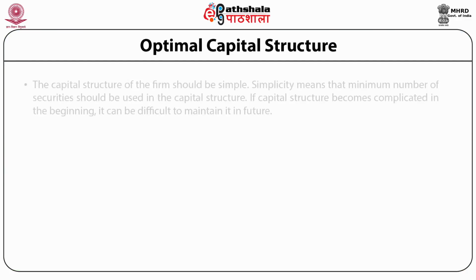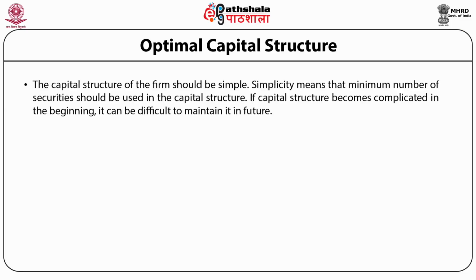The following considerations should be kept in mind while maximizing the value of the firm. The capital structure of the firm should be simple. Simplicity means that a minimum number of securities should be used in the capital structure. If the capital structure becomes complicated in the beginning, it can be difficult to maintain it in future.